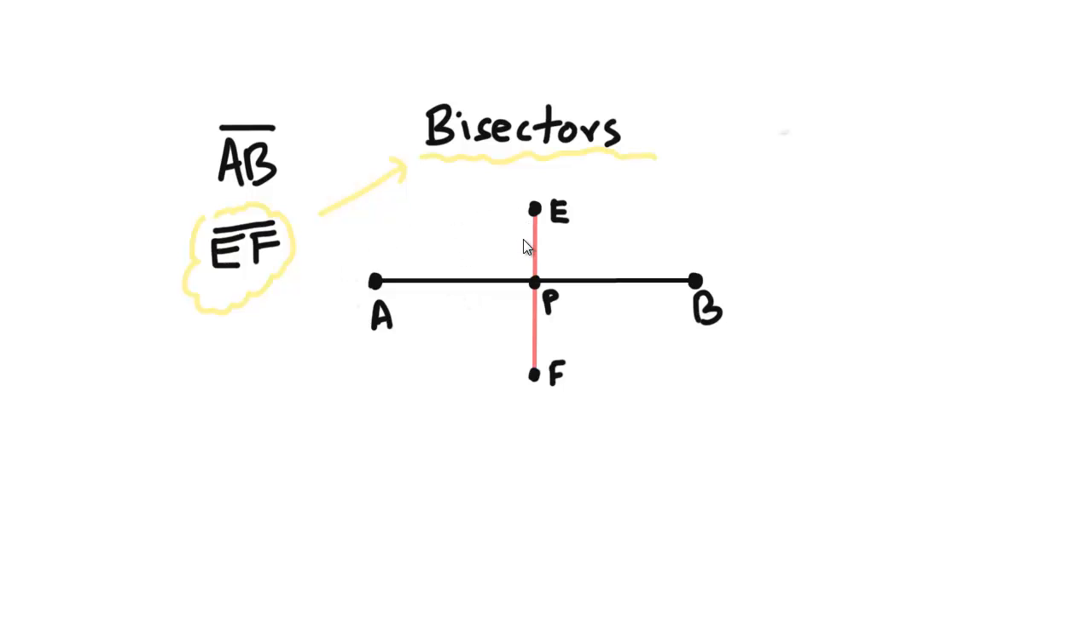Now, a bisector doesn't have to be another line segment. It could be a ray. If I were to extend this out this way and have this be the endpoint, then you would have ray EF being the bisector. Or if I were to extend it on this side as well, then now you have line EF being the bisector, and we'll write it out like this. Okay?